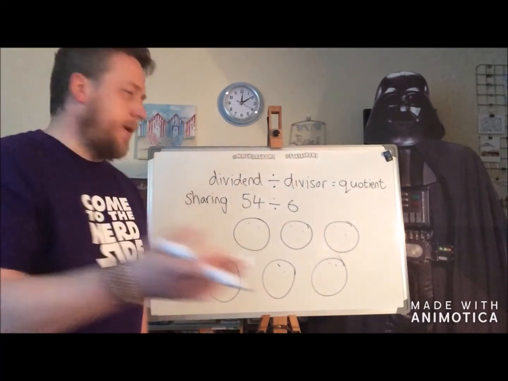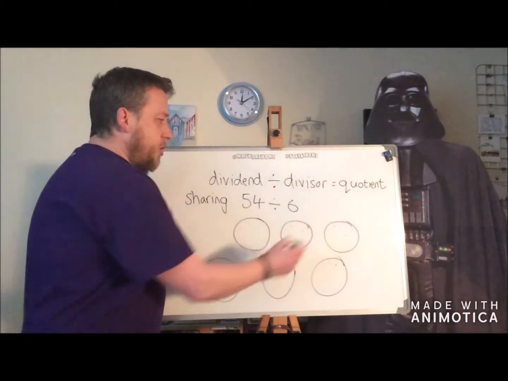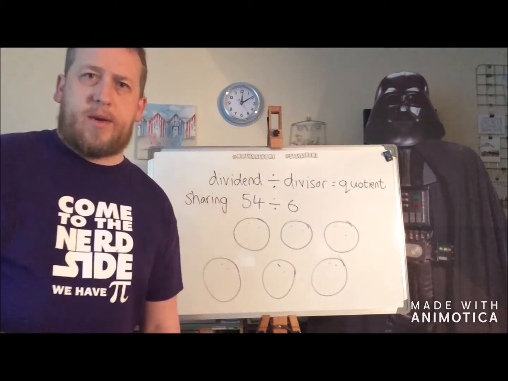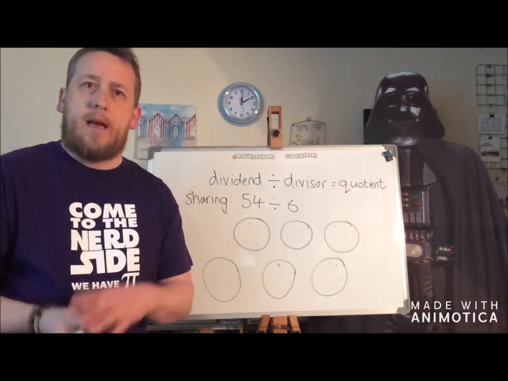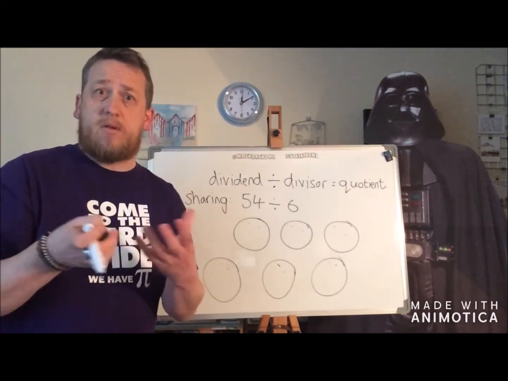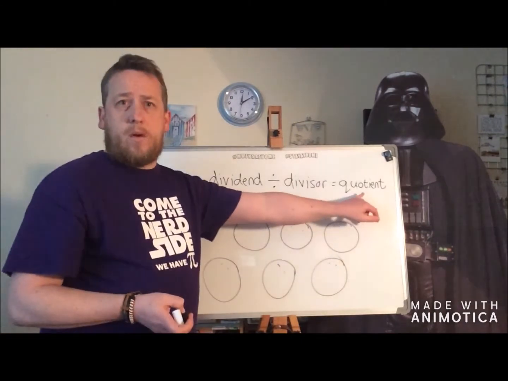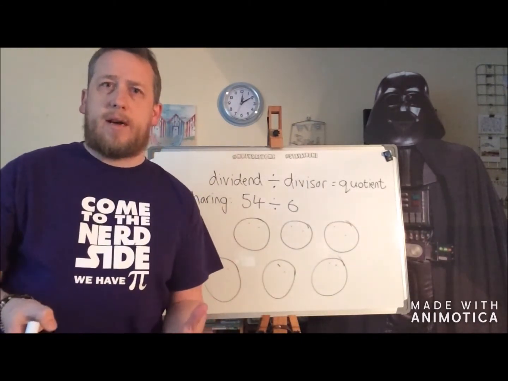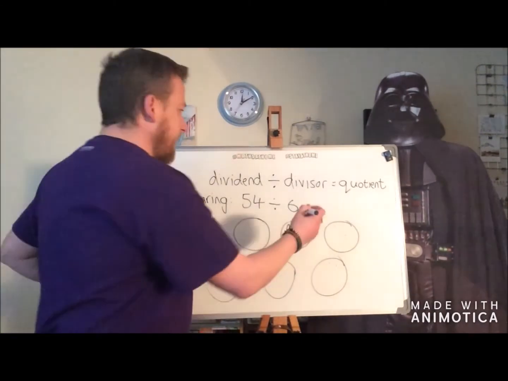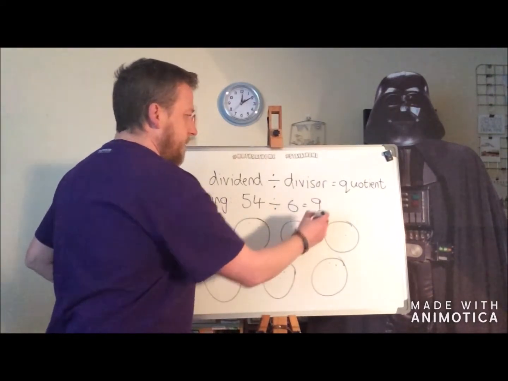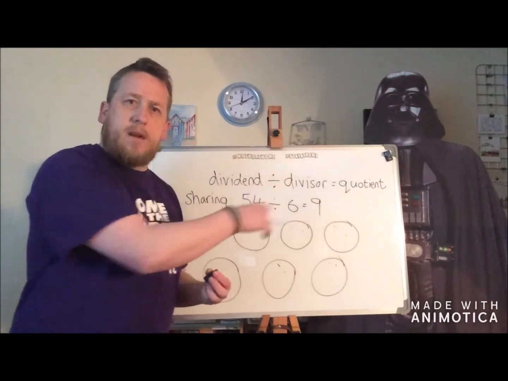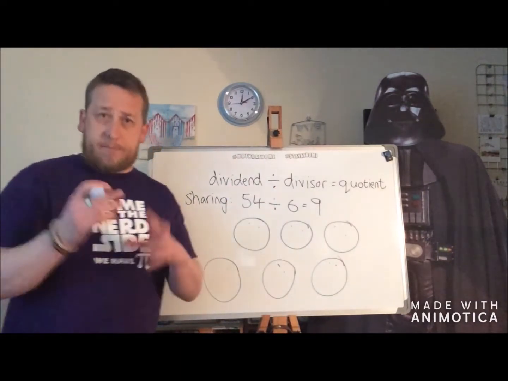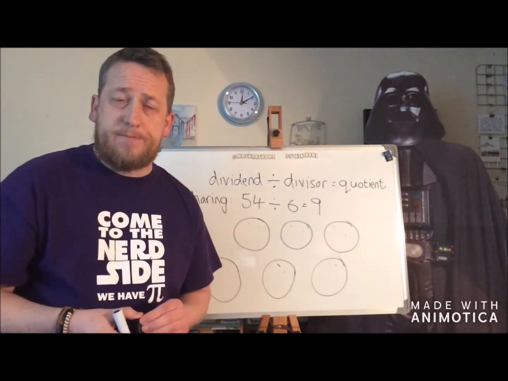Now the hope would be that with a question like this, you would have exactly the right number of sweets, and that you would have a certain number left on each plate, and that number on each plate would be your quotient, and that would give you your answer. The answer for this question, if we haven't worked it out, is 9. So you would have 9 on each plate, so each person would have 9 sweets.